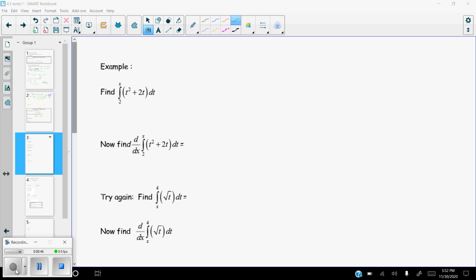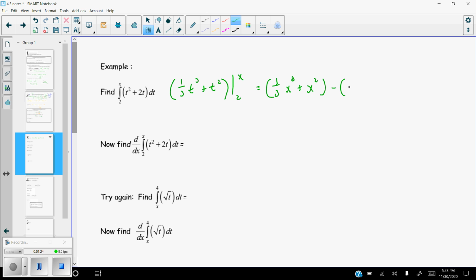Because our fundamental theorem part 2 says take the antiderivative first. So that would be 1/3 t cubed plus t squared. That's the antiderivative of t squared plus 2t. And then evaluate that at your bounds. Okay, just because we have a variable in the bounds doesn't change anything. We plug in the upper bound first. So we're going to get 1/3 x cubed plus x squared. And then we're going to plug in the lower bound and we'll subtract it.